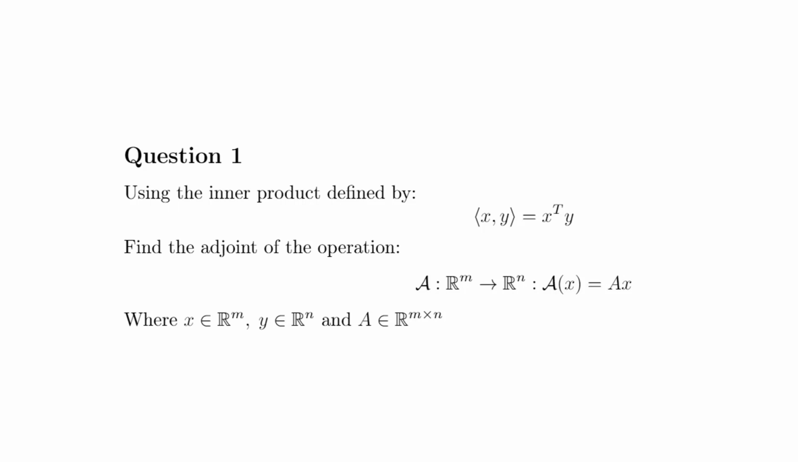Question number 1. Using the inner product defined by the inner product of x and y is x transpose y, find the adjoint operator of A, where A of x is A multiplied by x, where x is an m-dimensional vector, y is an n-dimensional vector, and A is a matrix of m by n. Before viewing the solution, I advise you to try to solve it by yourself.